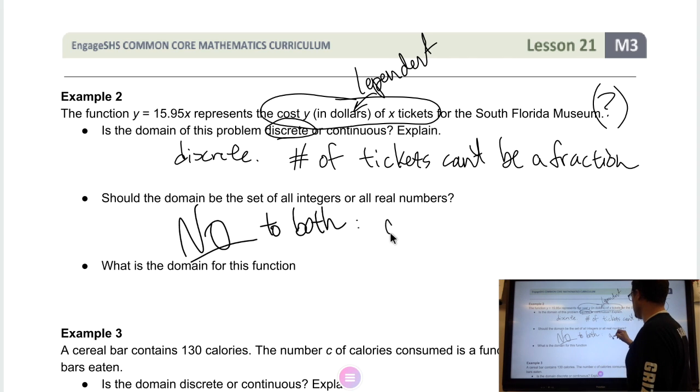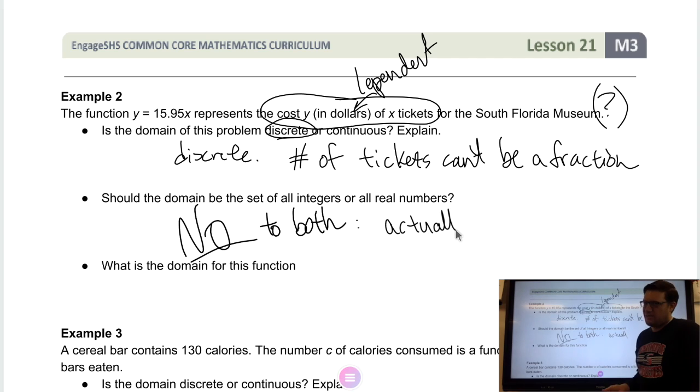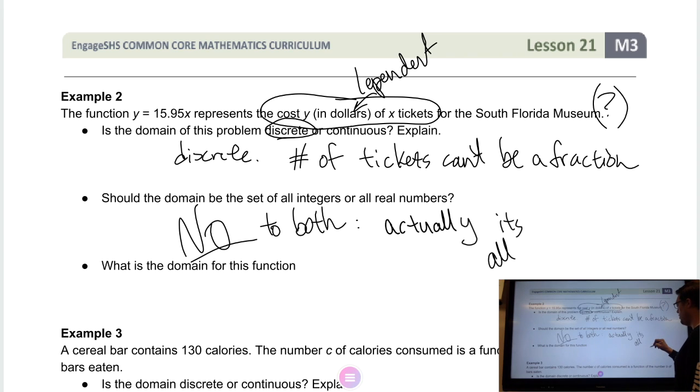So you can't have a negative ticket. That's why I'm saying no to both. It's not all real numbers because you can't have fractions. And it's not all integers because negatives, what's a negative ticket? They're going to pay you to not go there? I would take that deal. All right, actually, it's all positive integers. Okay, I got time for one more before I'm just going to end the video.